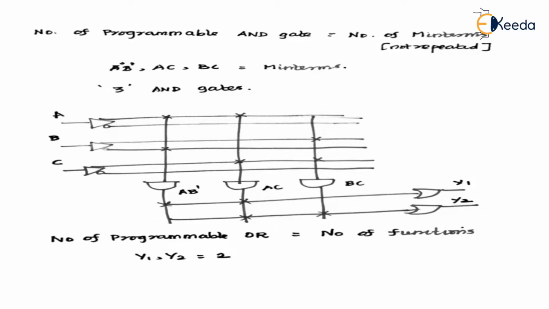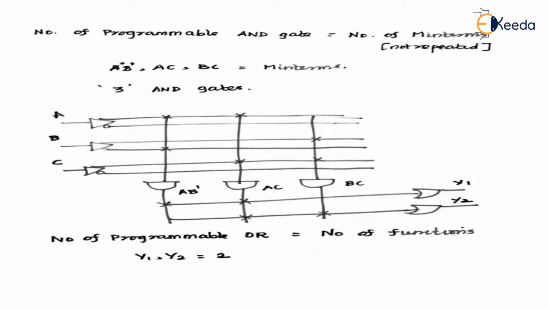That will be based on the number of minterms. So however many minterms there are, that many AND gates must be there, but make sure that minterms are not repeated. If suppose there is a common minterm, just take only one minterm and don't repeat it, and don't write the AND gates for the extra or the same minterm that has been repeated.